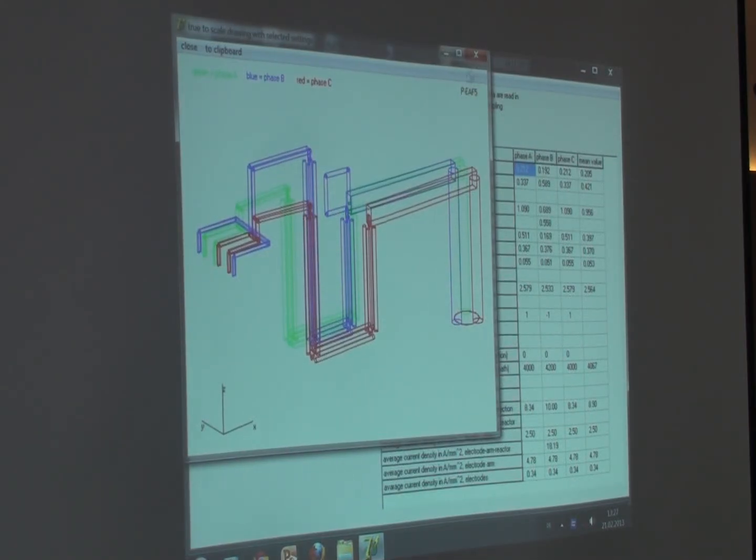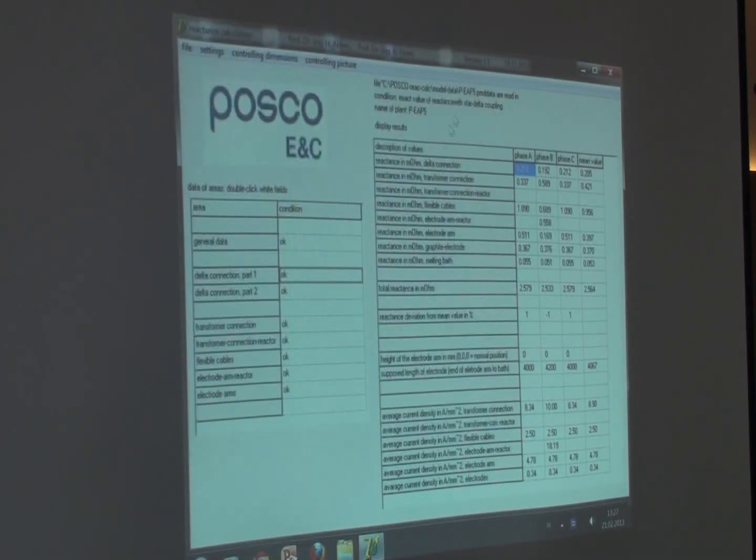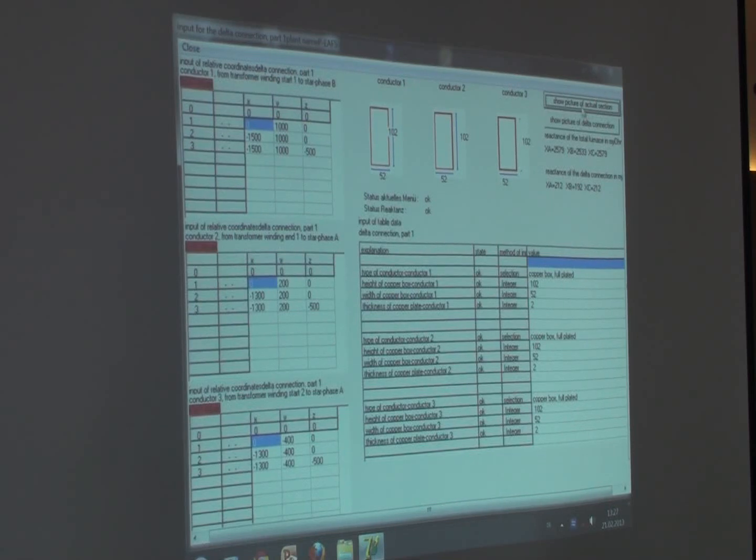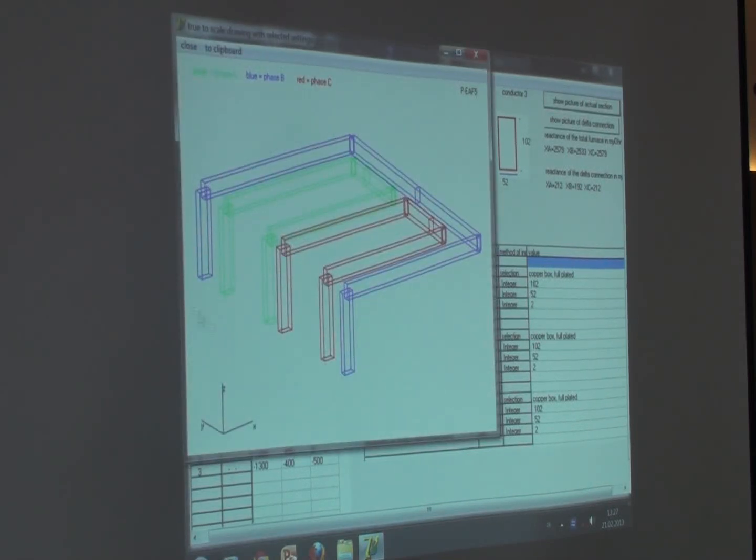I have also a special look on the delta connection itself. And this is the delta connection. These are one winding of the transformer, the second and the third winding, and we have 6 tubes, and in one point we must put together these 6 to a 3-phase system. This is at these points.